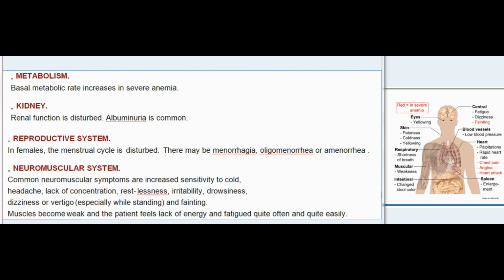There may be menorrhagia, oligomenorrhea or amenorrhea. Neuromuscular system. Common neuromuscular symptoms are increased sensitivity to cold, headache, lack of concentration, restlessness, irritability, drowsiness, dizziness, or vertigo, especially while standing, and fainting. Muscles become weak and the patient feels lack of energy and fatigued quite often and quite easily.